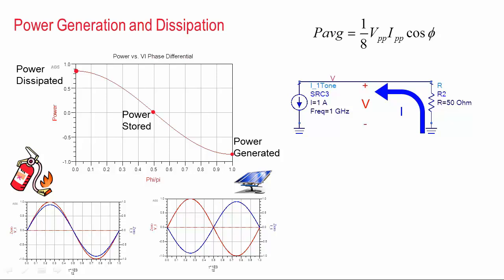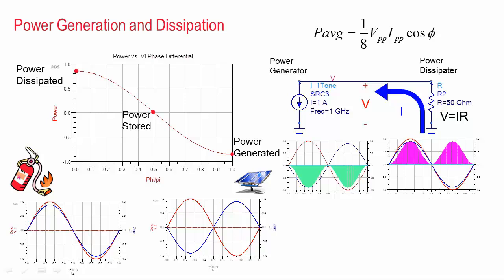So for the resistor, the voltage and current are always in phase because they're simply related through Ohm's law. But for the current source, since the current is going in the opposite direction as the resistor, the voltage and current are out of phase. So the current source is the power generator, and the resistor is the power dissipator. And you can determine this simply by looking at the sign of the voltage and current product. If it's negative, it's a power generator, and if it's positive, it's a power dissipator.